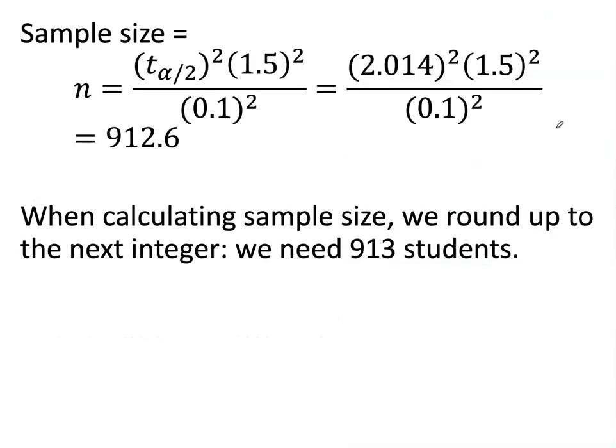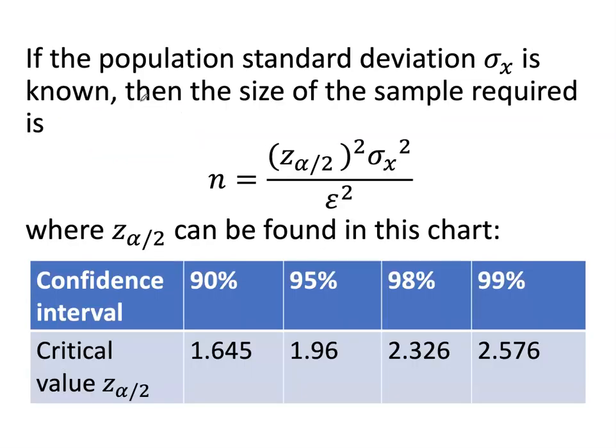Let's plug that in. n equals t sub alpha over 2 squared, 1.5 squared, over 0.1 squared. In other words, 2.014 squared, 1.5 squared, over 0.1 squared, and that turns out to be 912.6. When calculating sample size, we round up to the next integer. So we don't round to the nearest integer, we round up to the next integer. Even if this were 912.1, we would still round up to 913. We need 913 students. That's a pretty sizable number. That's why we usually don't have such small confidence intervals.